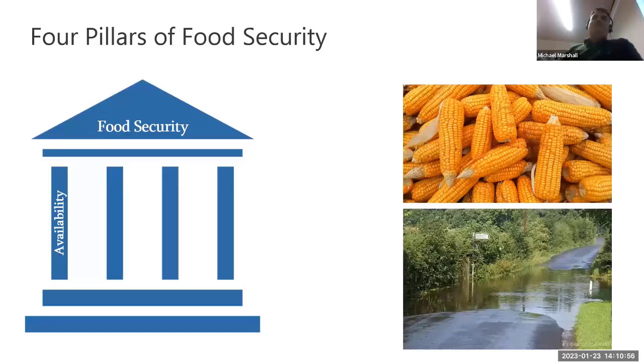The first one we address is availability, which deals with the abundance of food, but can also deal with sort of physical access. So if there's a flood or some other physical barrier to delivering food to market. But this is mostly dealing with the supply side of food security.